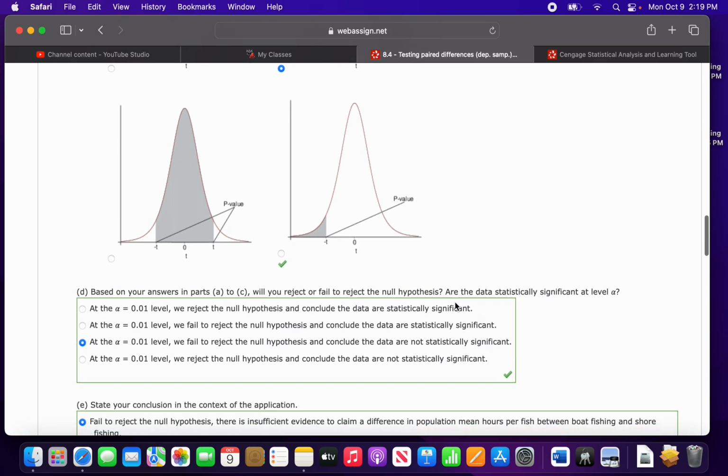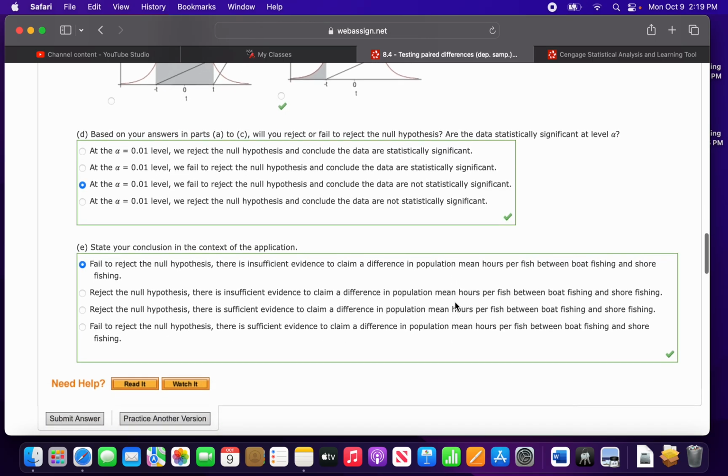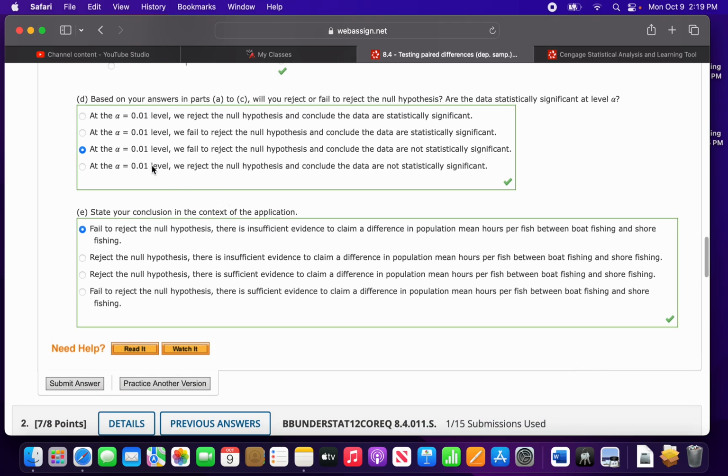What we're going to claim for parts D and E is at the alpha equals 0.01 level, we fail to reject the null hypothesis, and that's because p is larger than alpha. We're going to conclude the data are not statistically significant. Remember, those go hand in hand. Part E states your conclusion in context of the application. We are failing to reject the null hypothesis, so there's insufficient data to claim a difference in population mean hours per fish between boat fishing and shore fishing.